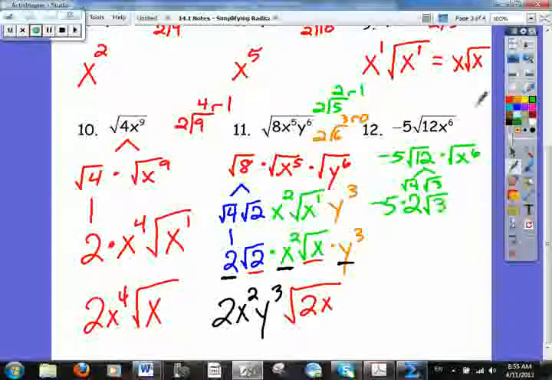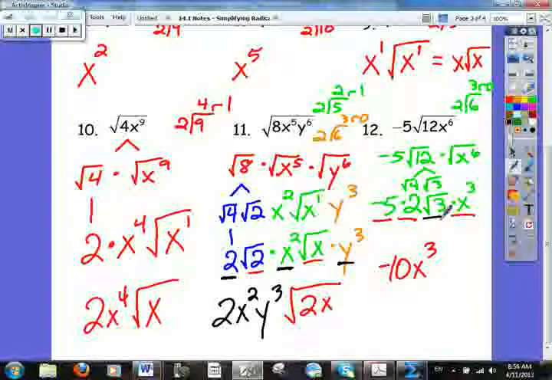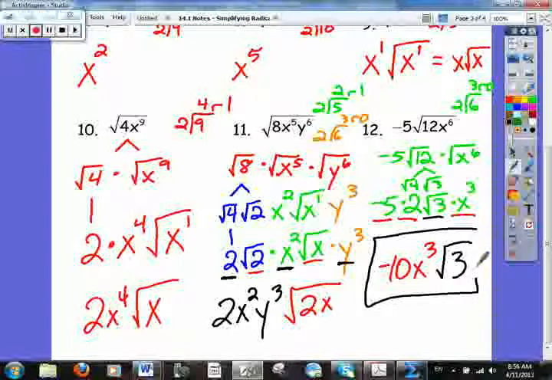X to the 6. 6 divided by 2 is 3, a remainder of 0. Alright, -5 is outside the radical, times 2 is outside the radical, times x to the third is outside the radical. So -10 x to the third. And then the square root of 3 is inside the radical. That is my answer to number 12.